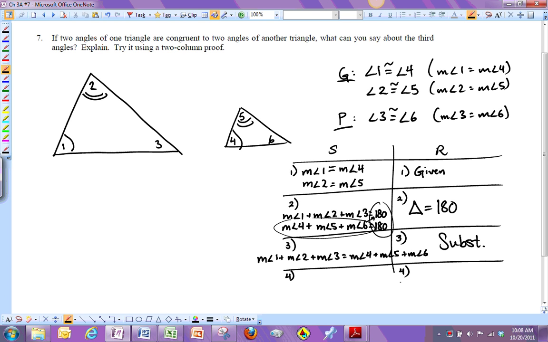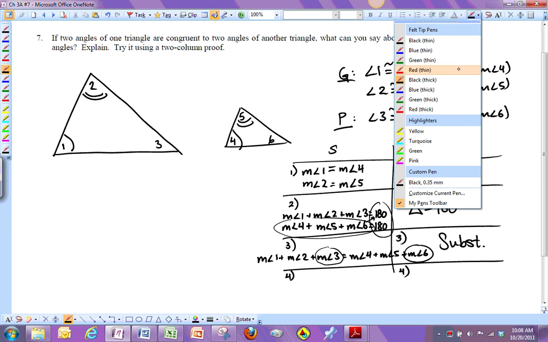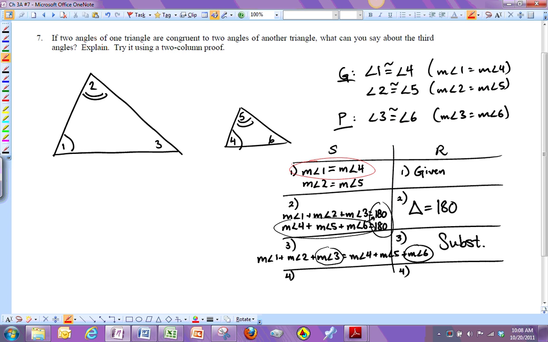All right. Well, I want to just end up with 3 and 6 equal to each other. That's my goal. And if you look at step 1, I know right here 1 and 4 are the same, so I can subtract the 1 from this side and the 4 from that side. So these go away. And then I also have 2 and 5 are the same. So I can get rid of the 2 on the left and the 5 on the right. And then I'm just left with the 3 and the 6. So m angle 3 equals m angle 6. And my reason for that is, well, I subtracted them out. So it's subtraction.